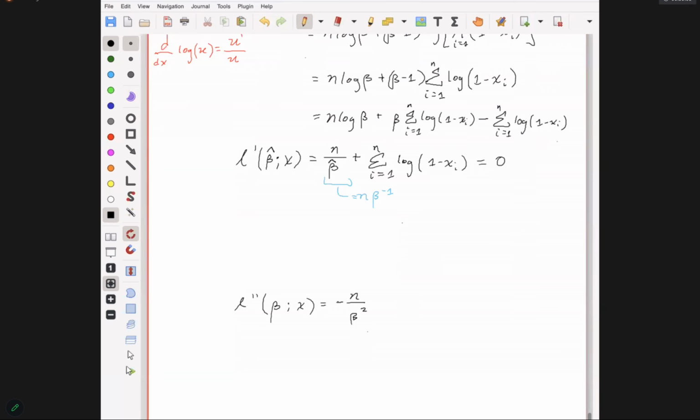So we differentiate that first term with respect to beta. We get n over beta, like we discussed. We differentiate the second term with respect to beta. This is just a linear term of beta, so its derivative is the coefficient here. We're multiplying beta by the sum of log 1 minus xi, and so when we differentiate, the sum of log 1 minus xi is the derivative with respect to beta.